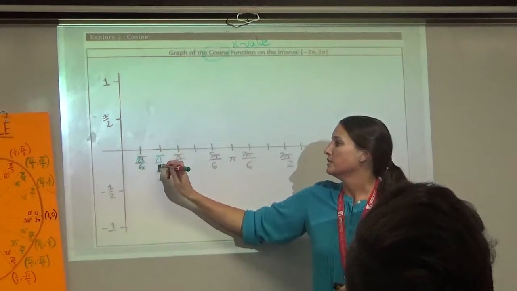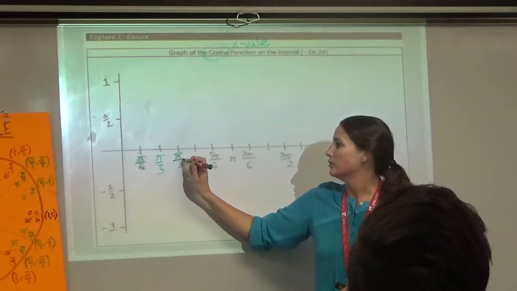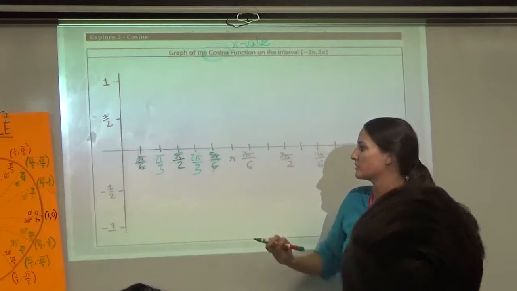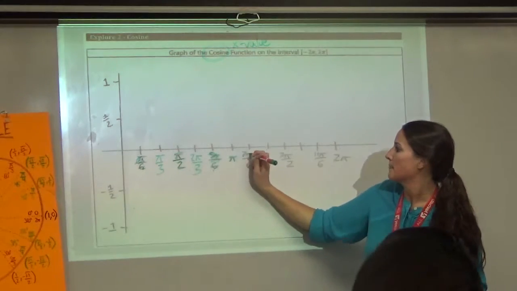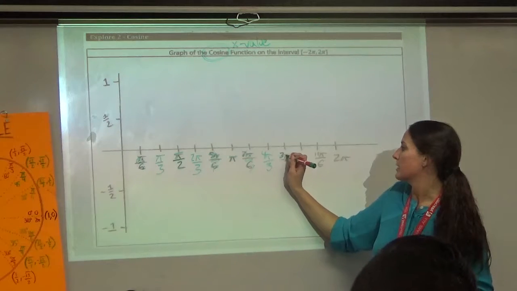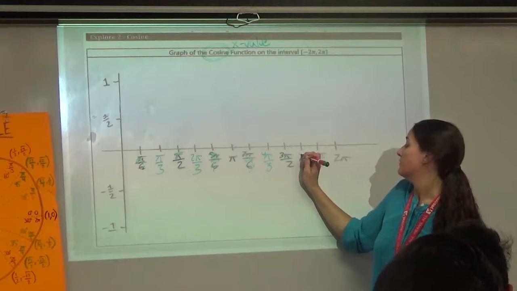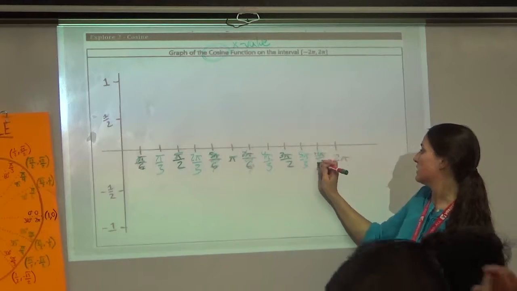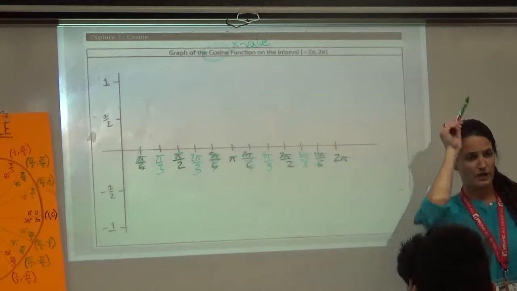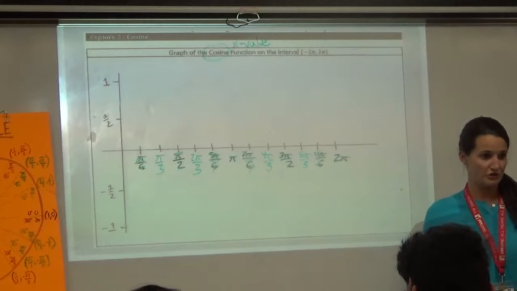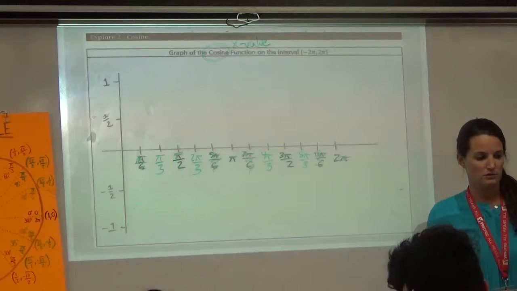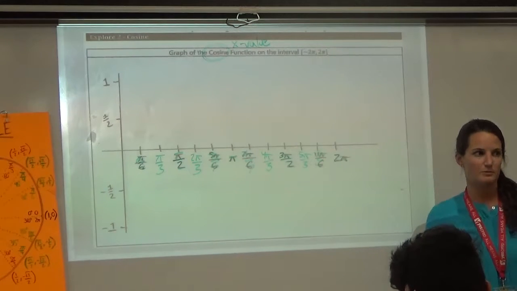I want you to do pi over 3, these green ones, pi over 2, 2 pi over 3, skip pi over 6, it's going to be messier, pi, you can skip 7 pi over 6, 4 pi over 3, 3 pi over 2, 5 pi over 3, and finish up with 2 pi. So all the pi over 3s, and then all of the pi over 2, pi, 3 pi over 2s. No more pi over 6s, because they are just not friendly numbers. They're points, but they're not friendly.